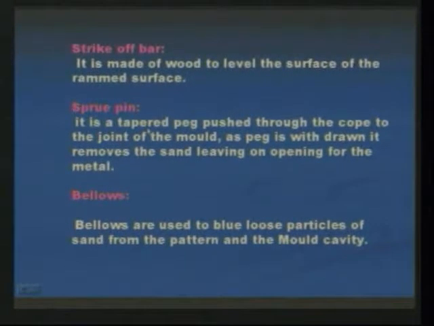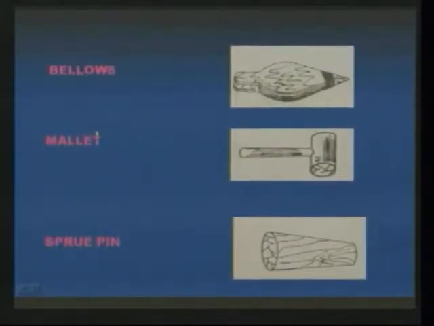Next one is a strike-off bar. It is made of wood to level the surface of the rammed sand. Next, the sprue pin is a tapered peg, and this one is the bellows and mallet. The bellows is used to blow small sand particles over the surface of the finished mold cavity. And the other one, the sprue pin, is a rounded bar which is used for producing the mold cavities.